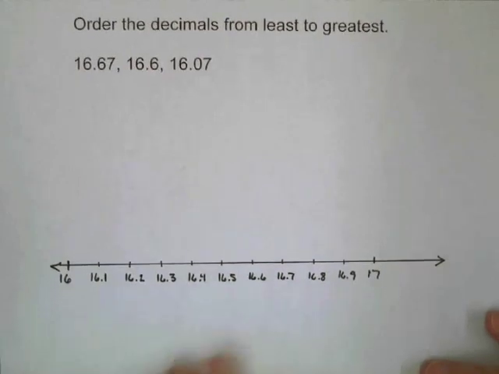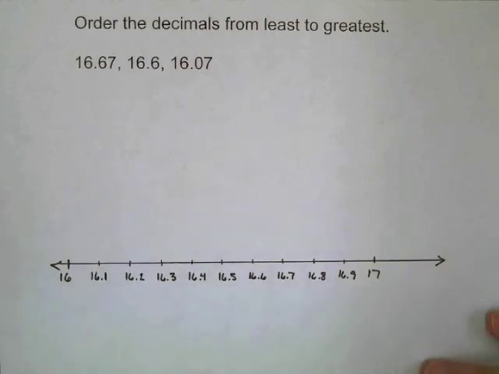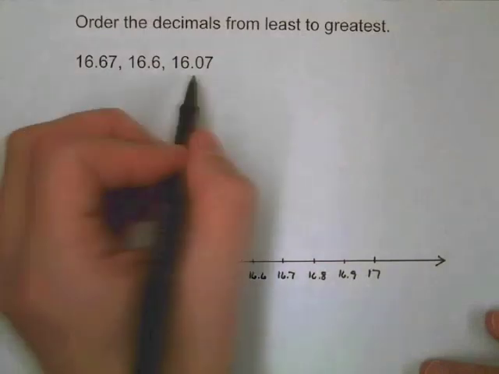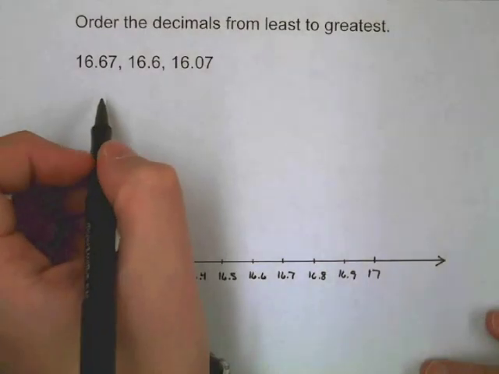So here I have a number line going from 16 to 17, and in between I have it broken into tenths. So 10 different pieces. So 16 and 1 tenth, 16 and 2 tenths, 16 and 3 tenths, and so on. So the first thing we need to do is think about how we're going to look at these. We could look at these a couple different ways.